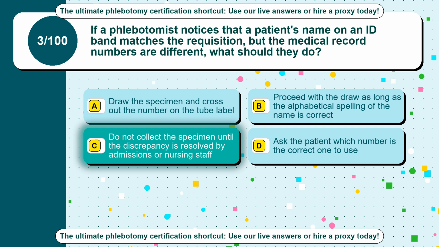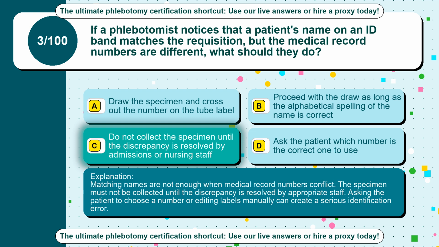The correct answer is option C. Do not collect the specimen until the discrepancy is resolved by admissions or nursing staff. Matching names are not enough when medical record numbers conflict. The specimen must not be collected until the discrepancy is resolved by appropriate staff. Asking the patient to choose a number or editing labels manually can create a serious identification error.